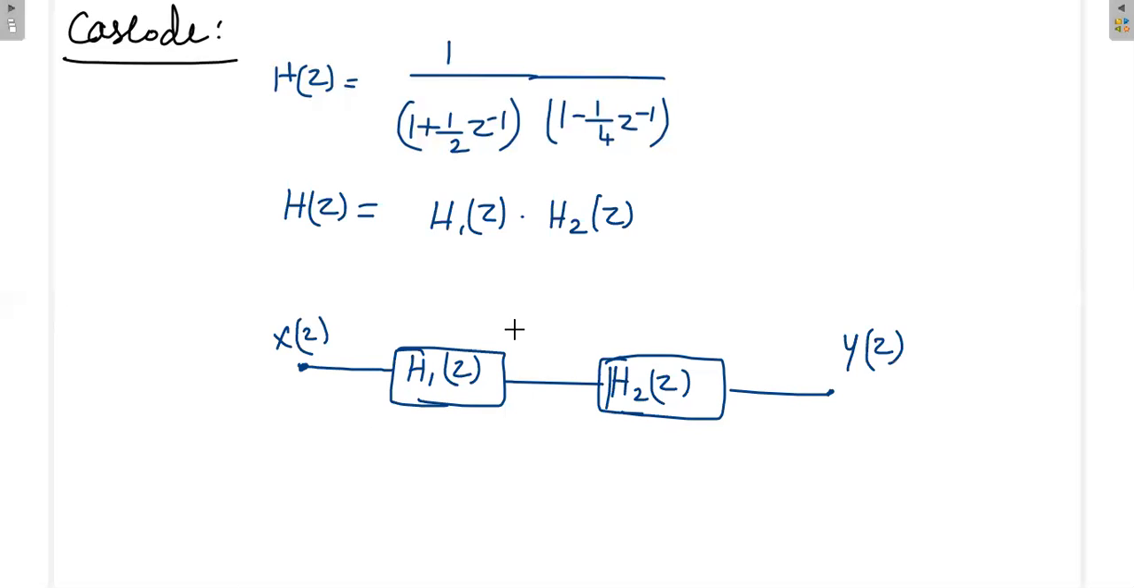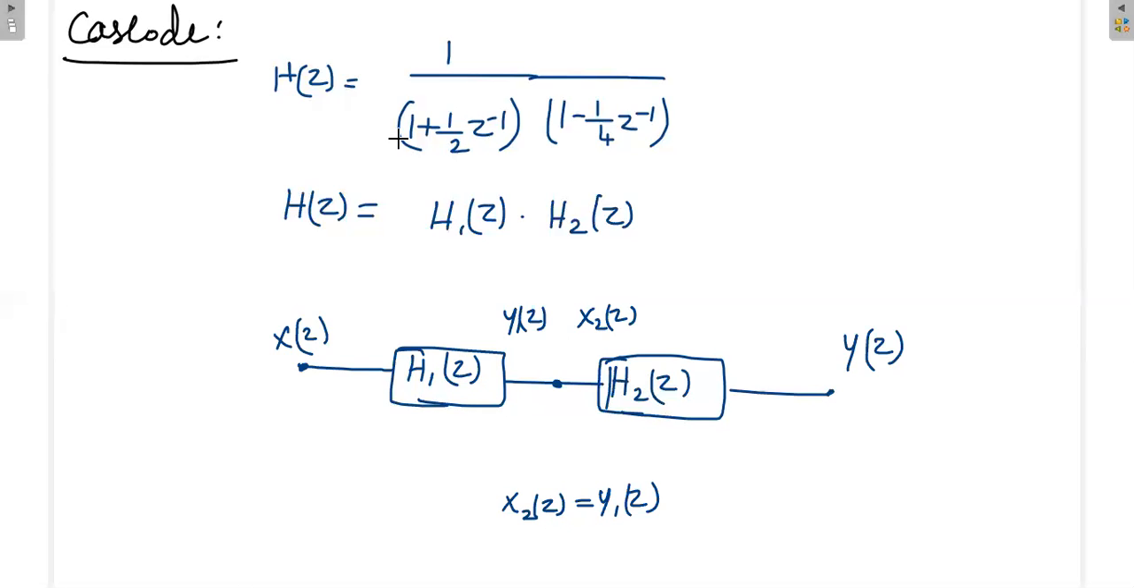Again, the output of the first system, say for example y1 of z, is given as input to the second system, that is x2 of z. Remember that x2 of z, the input to the second system, is the same as the output of the first system. So we'll separately realize h1 of z and h2 of z, then simply connect those together.